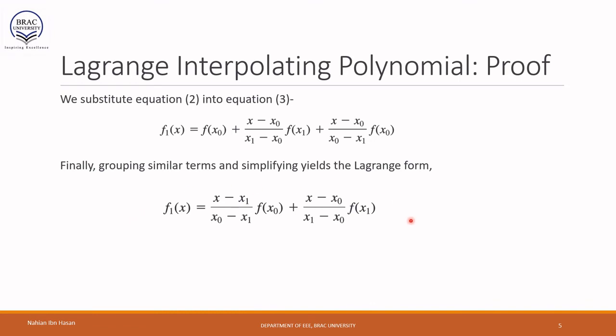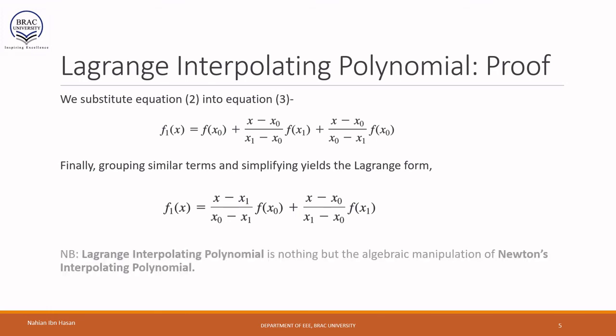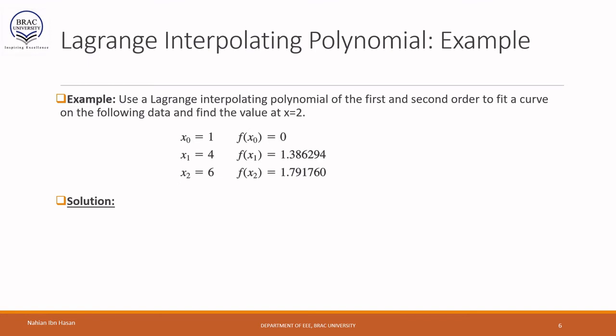So what we have seen, we just substituted the first order divided difference formula into the main Newton's interpolation formula, and then we have just derived the Lagrange interpolation formula here. So that's how we derive the Lagrange interpolating polynomial from the Newton's interpolating polynomial. So let's look at an example.